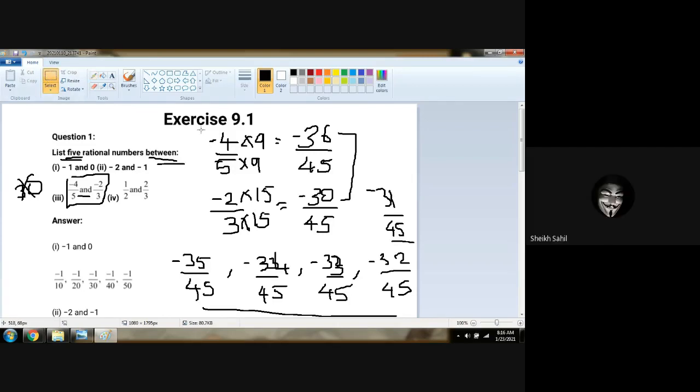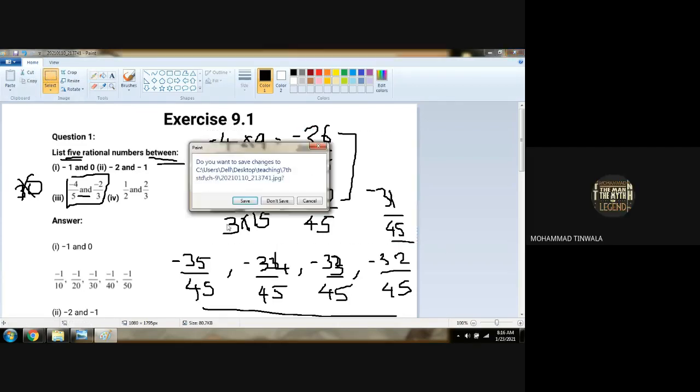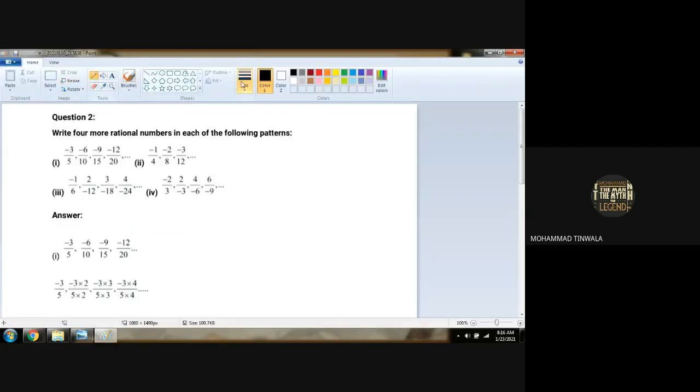Understood? Okay, we are in question number 2 now. Who will read this question fast?